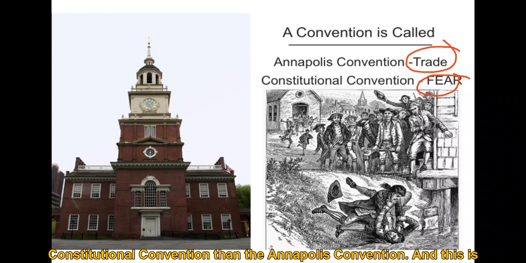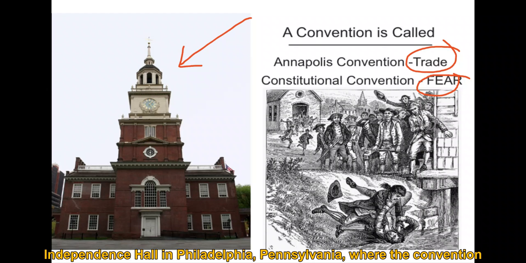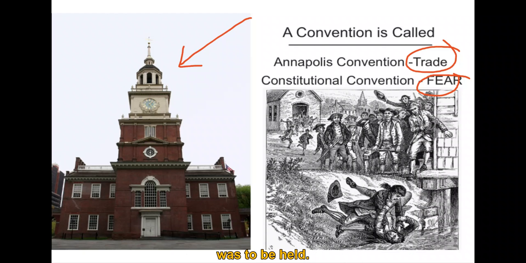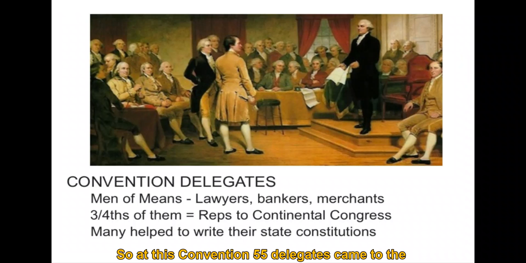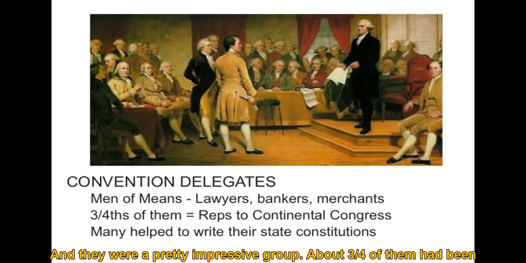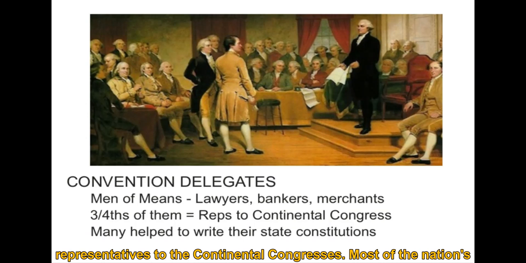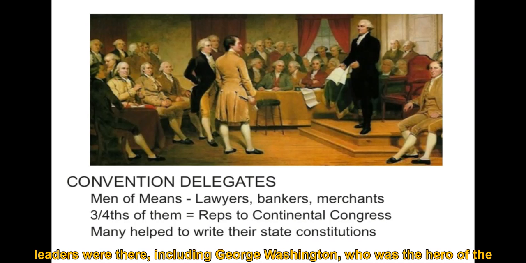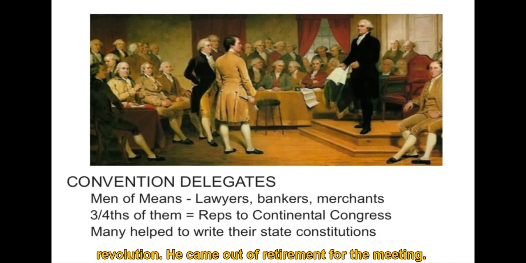And this is Independence Hall in Philadelphia, Pennsylvania, where the convention was to be held. At this convention, 55 delegates came to the Constitutional Convention in Philadelphia, and they were a pretty impressive group. About 3/4 of them had been representatives to the Continental Congresses. Most of the nation's leaders were there, including George Washington, who was the hero of the Revolution. He came out of retirement for the meeting.